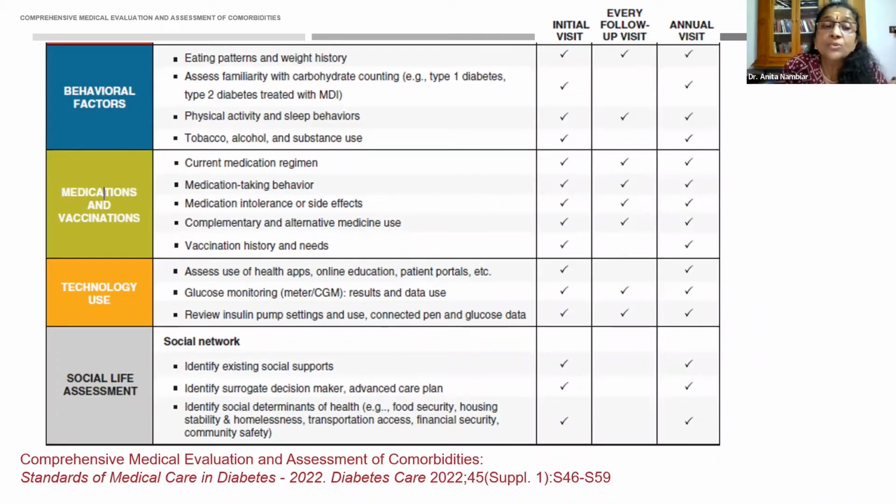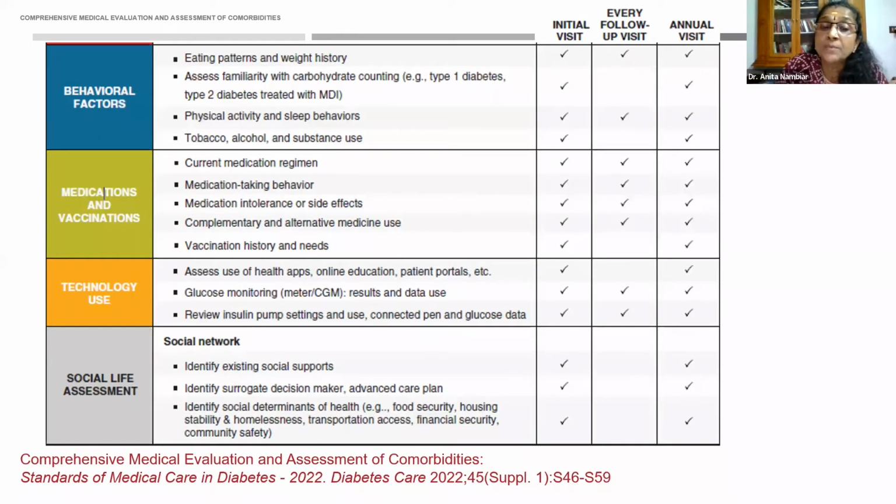Now, lastly, the social life assessment. We have to identify social support, because many people may not be financially sound. We also identify surrogate decision makers, because a few patients are not able to make decisions themselves, and other people make the decision for them; that is called a surrogate decision maker. And also the help of advanced care, meaning the people who take care of them.